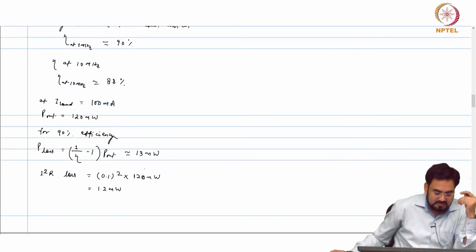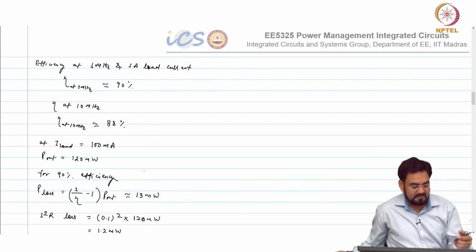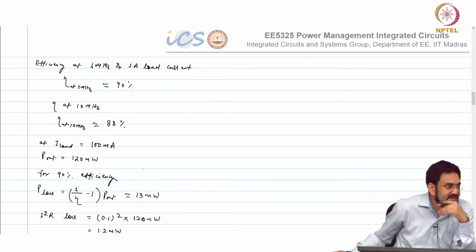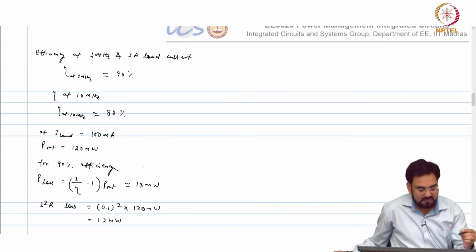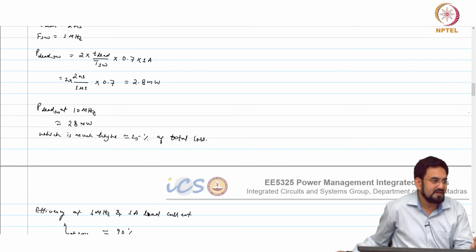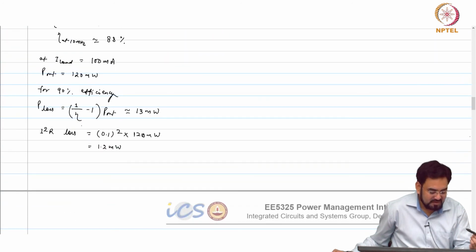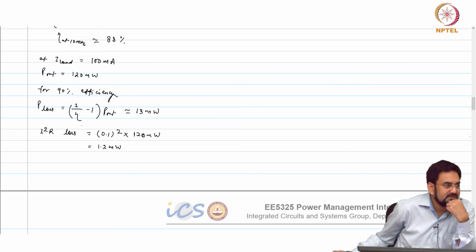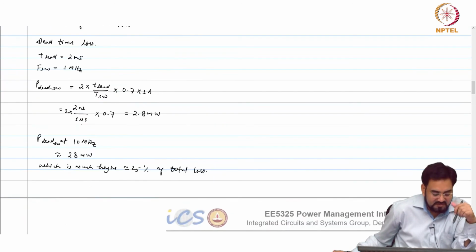So now, your CV square F losses will not change, they will remain the same. So 1.2 milliwatt and then 28 milliwatt, 30 milliwatt roughly, huh? So 30 milliwatt of your 120 milliwatt is how much? 25%. 28 milliwatt is dead time loss. That will change. Oh, sorry, 28 was dead time loss. So how much was that? CV square was 1 milliwatt.